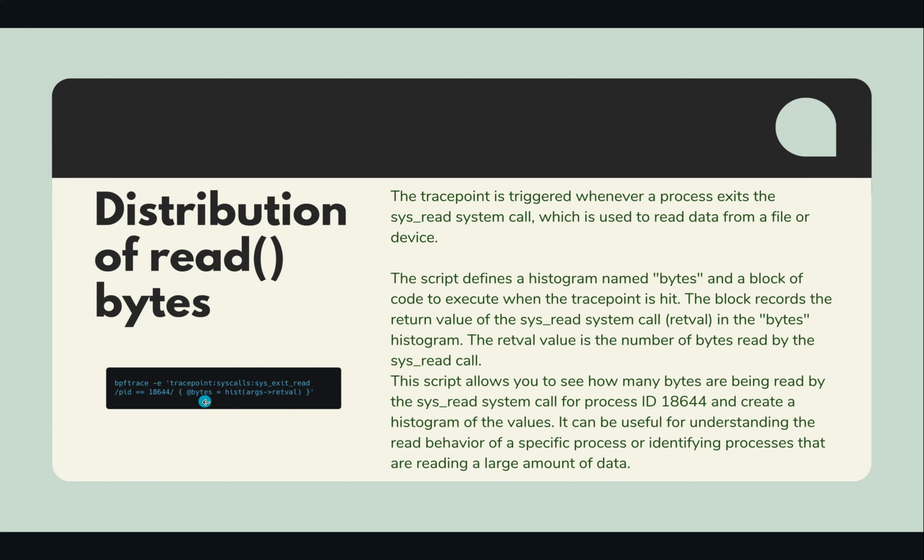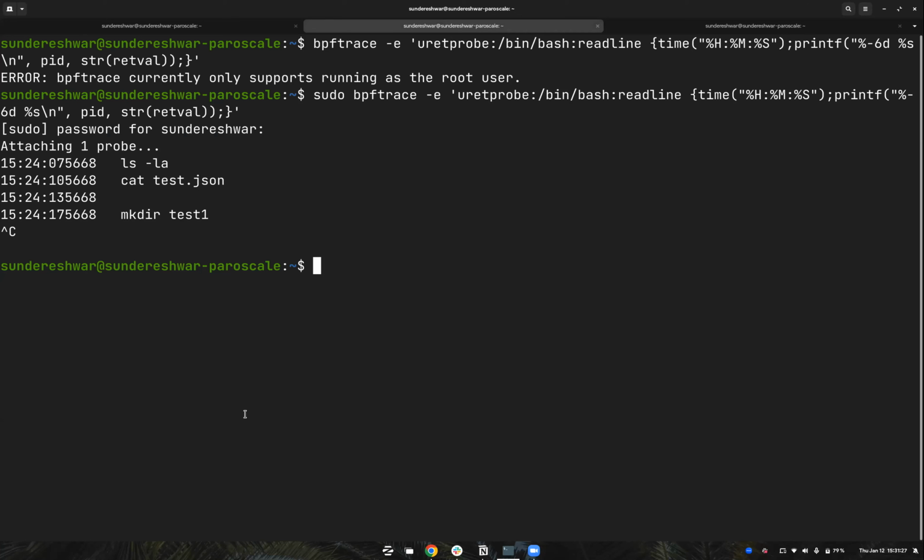It defines a histogram called bytes and a block of code that will be executed when this particular tracepoint is called. It records the sys_read return value in bytes and copies it to the histogram. When bpftrace exits, it will show you how many bytes were read by the sys_read call. If you want to track a specific process, we can specify it, or it will print out all the processes. It is useful to see the read behavior of a specific process or identify processes which are reading a large amount of data.